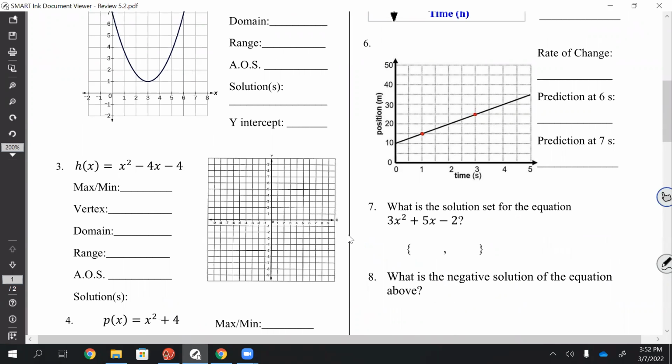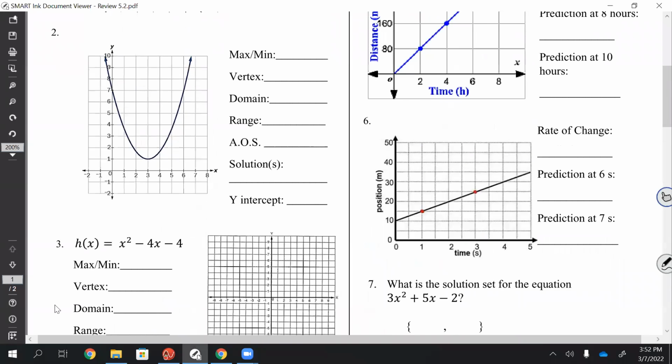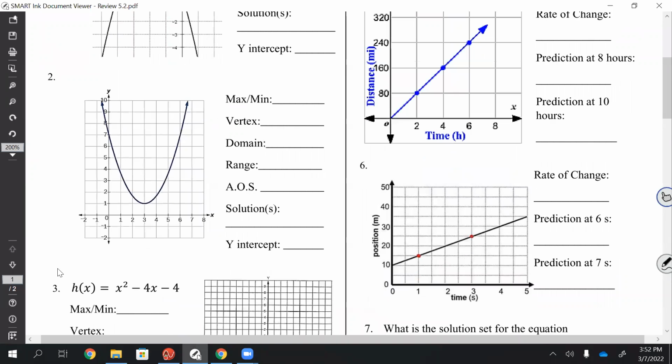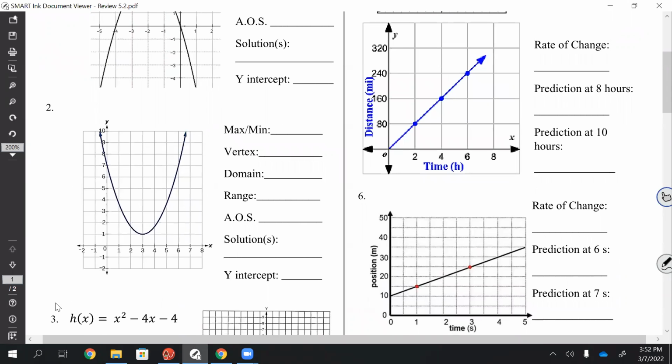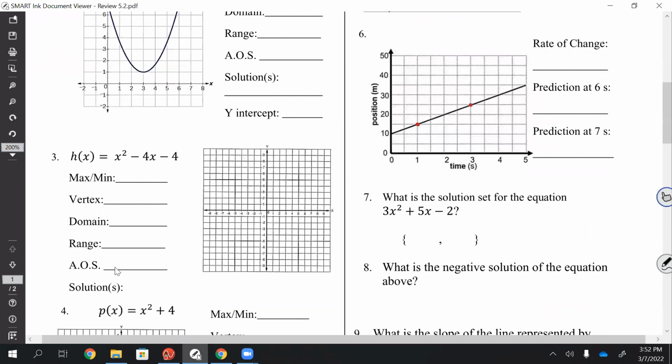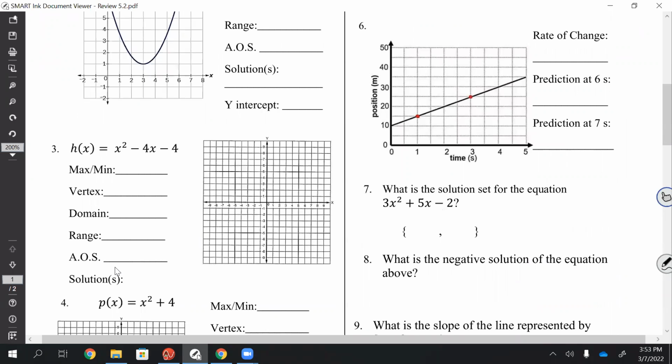So the first one I'm going to go through is going to be number 3. And I'm going through that one because they don't give us the graph. So like on number 1 and number 2, they give us the graph and we can find all of our points of interest very easily. So I'm going to do number 3. I'm going to graph it. I'm going to show you how to do that on the calculator so you can see, and then we're going to be able to get all of our points that we need.